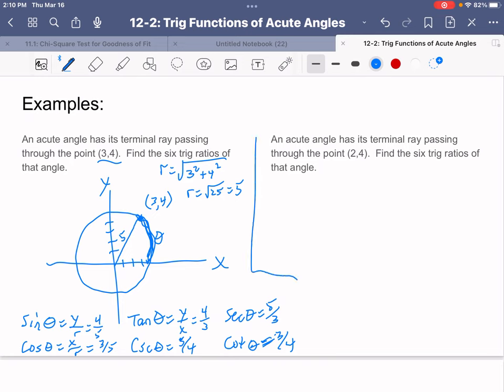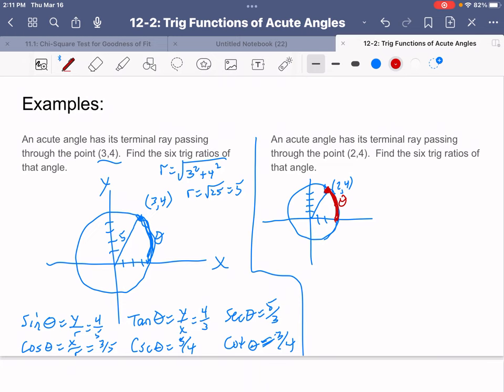Now, I want you to read this next problem with me and set it up, but then I want you to press pause and try to work it out before you press play and check my answers. An acute angle has its terminal ray passing through the point 2, 4. So let's draw this picture. 2, 4. There's the point 2, 4, and there's my best rendition of a circle going through that point. So imagine that that angle theta is this arc, theta. How many degrees is that arc theta? We'll deal with that later.